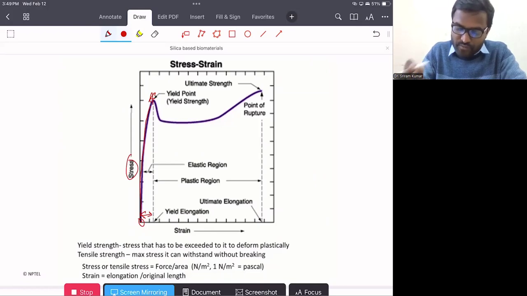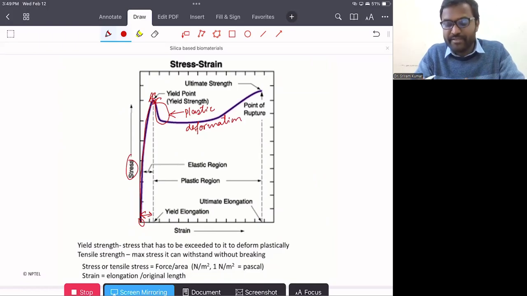But when you apply further stress, there is a change in the shape of the material permanently. Up to this point, because of the change in the shape of the material, this is called plastic deformation. So we get plastic deformation at that particular point, and then there is a permanent change in the shape and size of this material.